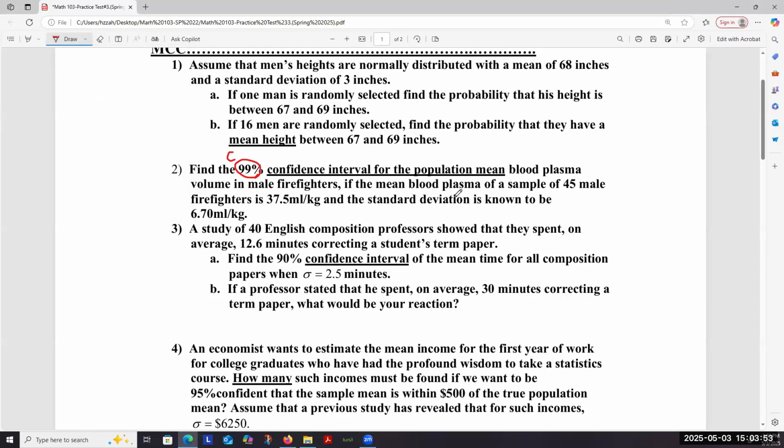So they give you the mean of the sample. These are sample data, sample information. Sample information starts with the sample size. This is N, which is 45. You identify it quickly. Sample mean, X bar. So the sample mean X bar, you identify it. This is the X bar, which is 37.5.